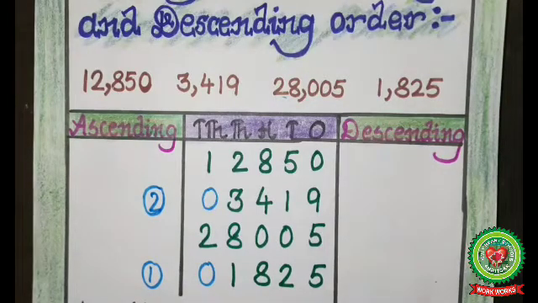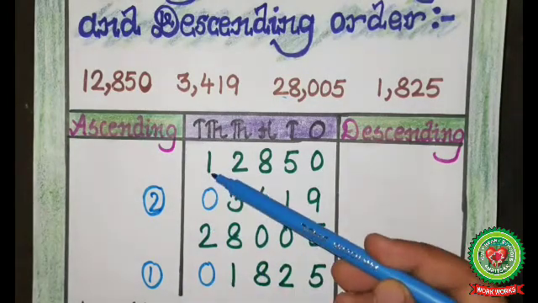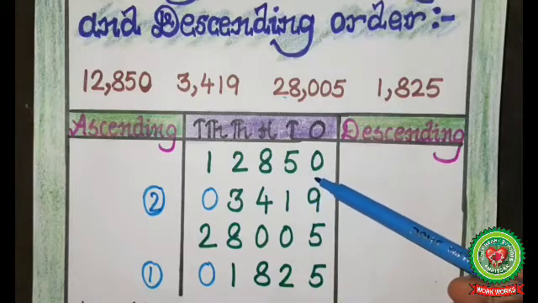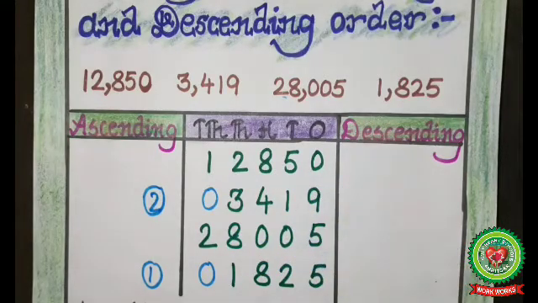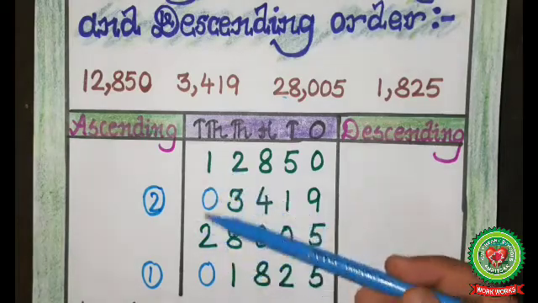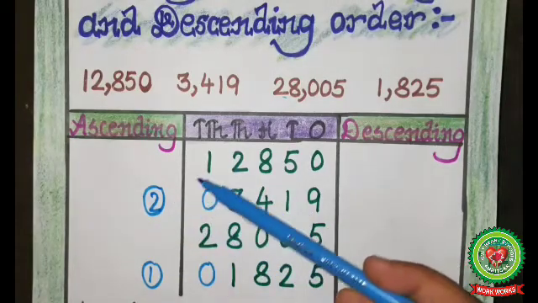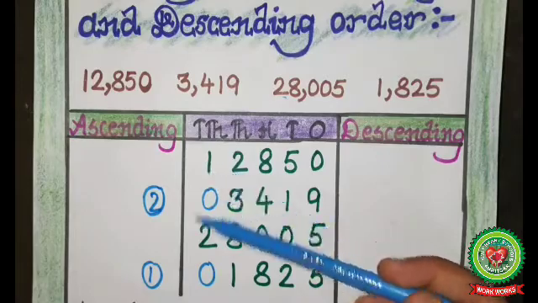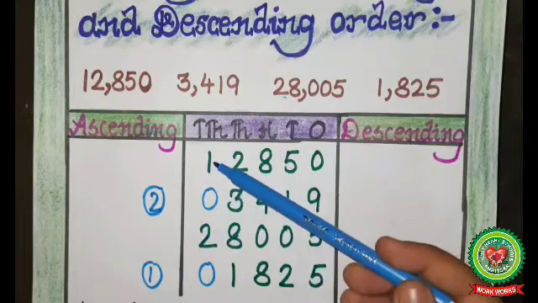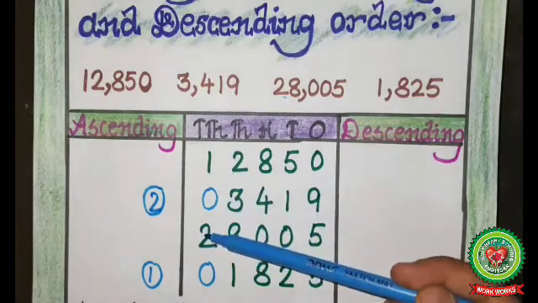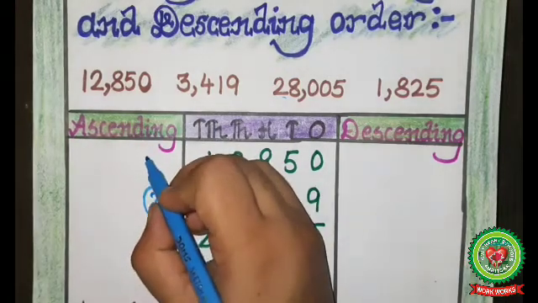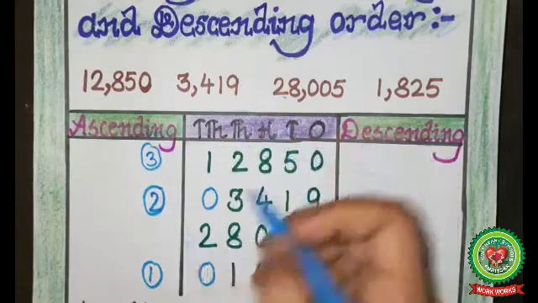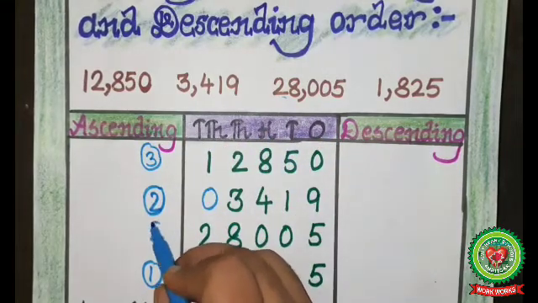Now the numbers left are 12,850 and 28,005. Now let's compare these two numbers. Now which number is smallest in between 1 and 2? Yes, that is 1. That means this is number 3 and this is number 4.